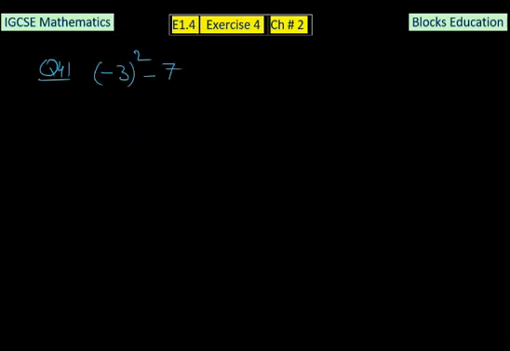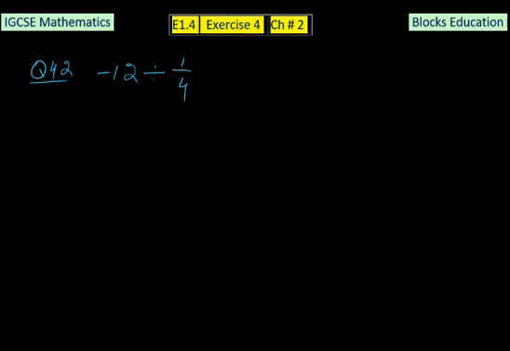In question number 41, it says minus 3 whole square and minus 7. So let's solve it out. Once again, a minus number with an even power gives a plus answer, and 3 raised to power 2 is 9, so it is plus 9, and then minus 7. Whenever you have a plus and a minus number, you subtract the two numbers, and the sign will be of the bigger number, which is 9. So the answer will be plus, and 9 minus 7 is 2. So the answer is plus 2.